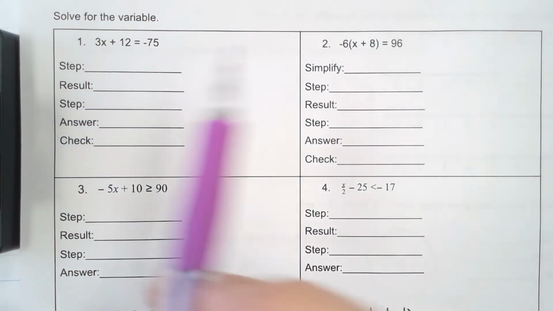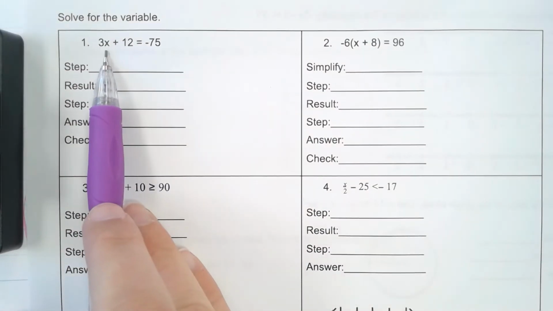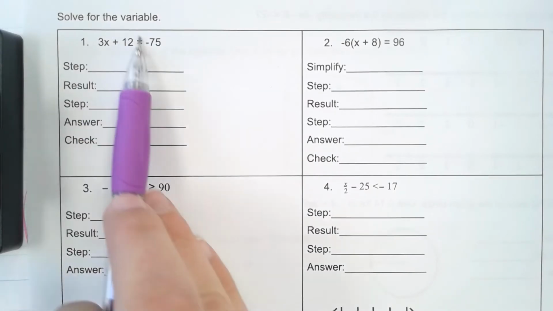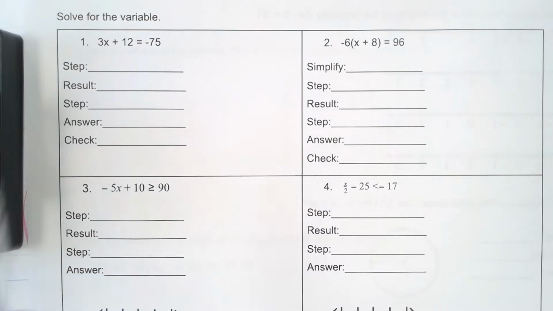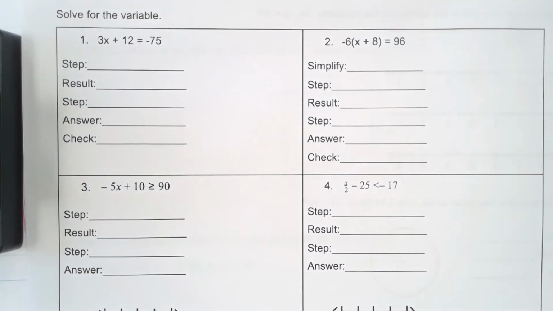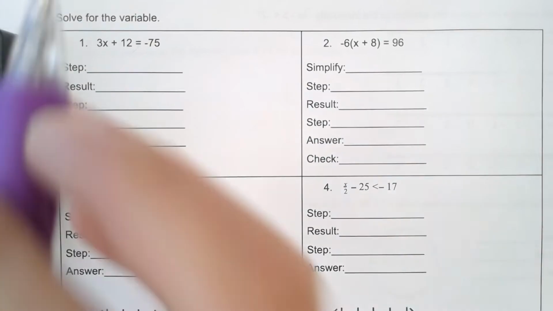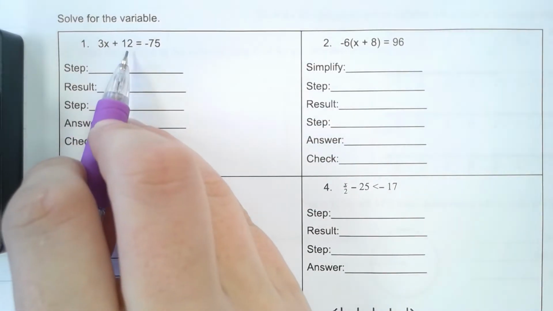So remember, when you're solving an equation, you are trying to get your variable by itself, and you need to move all other numbers on the same side of the variable over to the other side of the equal sign. And you always want to move your constant first, so that is the number that's adding or subtracting and not attached to the variable. So in this case, we need to move the 12.